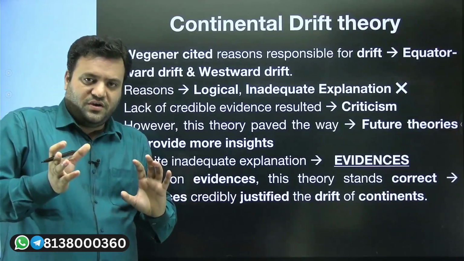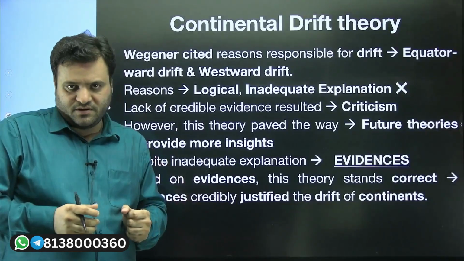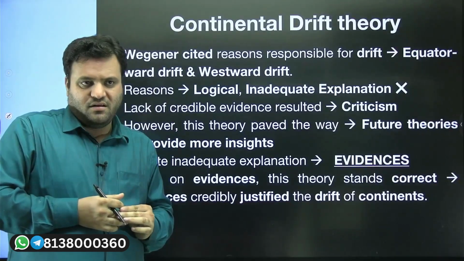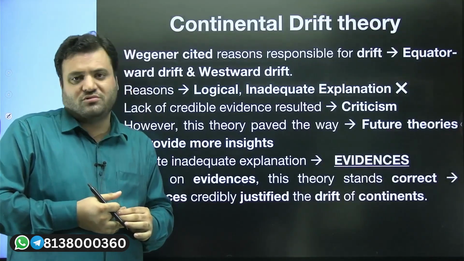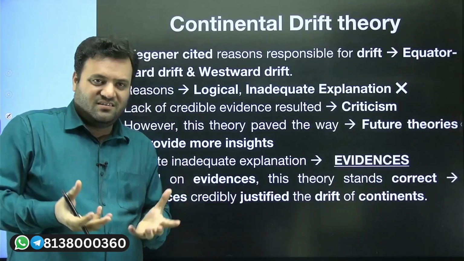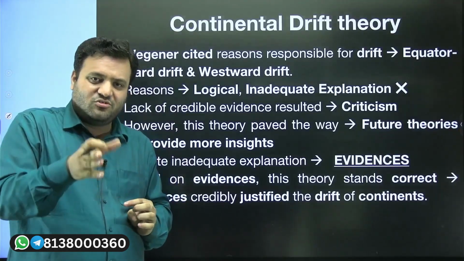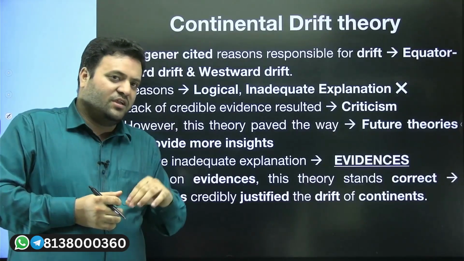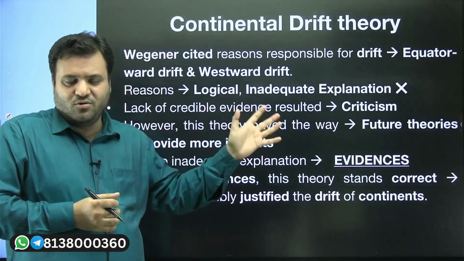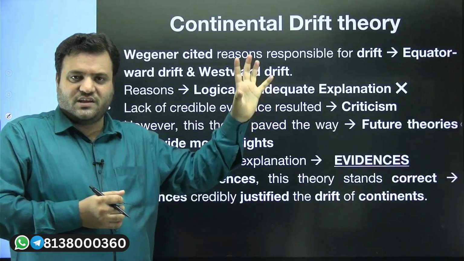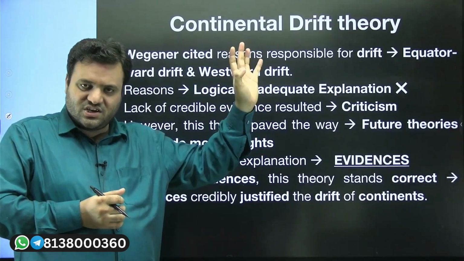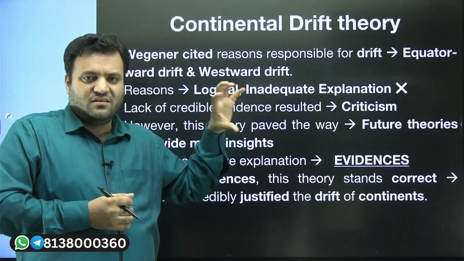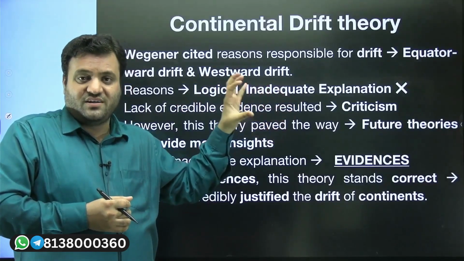So the reasons, the causes which have been propounded by Wegener were inadequate. And when it comes to logical understanding, when one logic is working, yes, the same logic should also be applied in the same manner. But you see the direction of those continents, hope you remember, some were heading towards the equator, some were heading towards the eastward direction, most of them were heading towards the westward direction. So why is there, you can say, irregularity in terms of the direction?